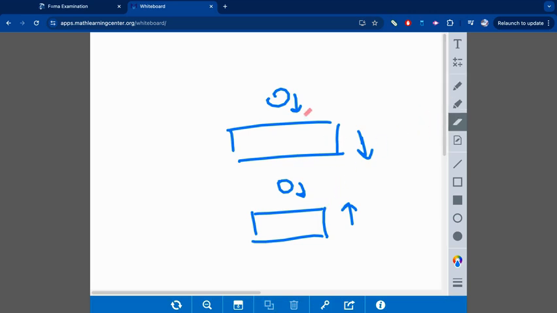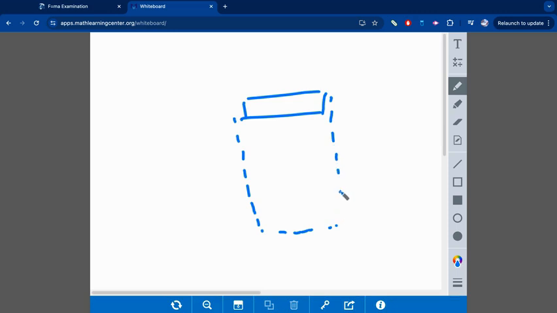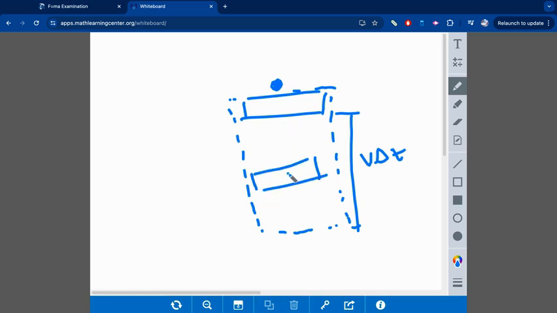But there's one small edge case. Let's consider the zone in which the block moves. This is going to be a distance v times delta t. If the ball is dropped and it's at the top of this zone, then the block is equally likely to be moving either up or down, right? So it's a 50-50 probability.